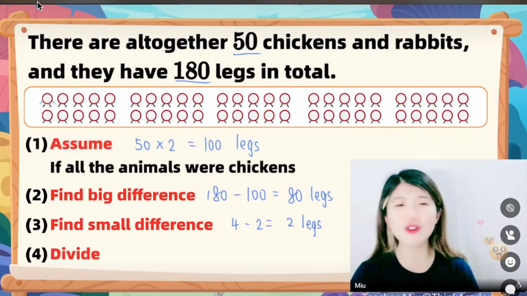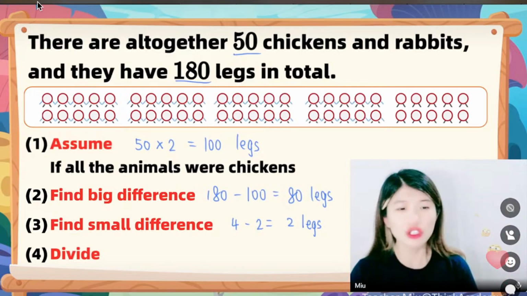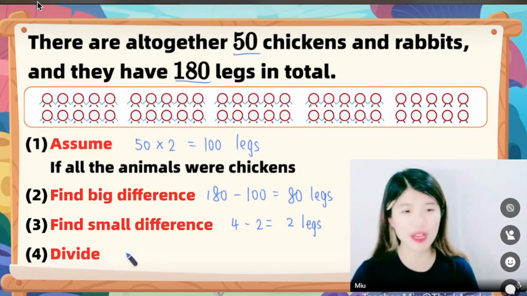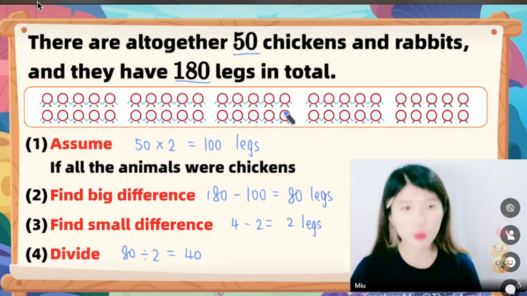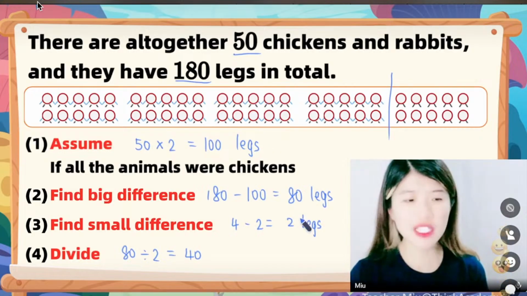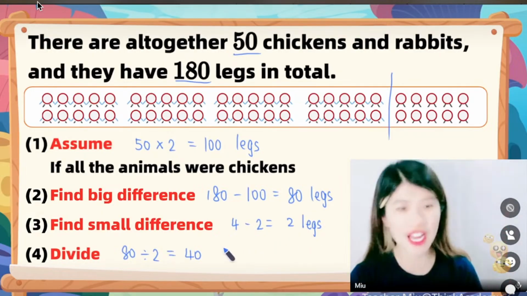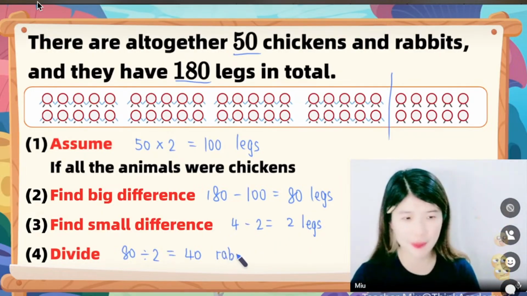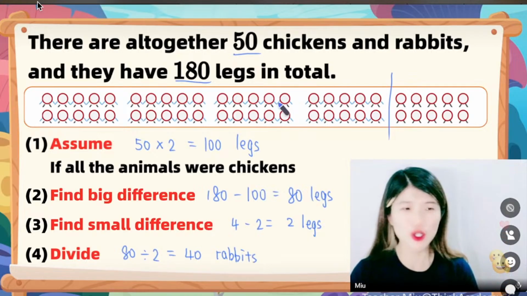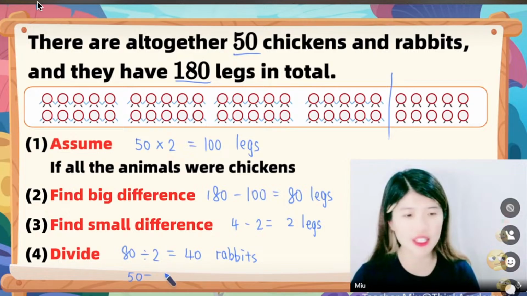Yes, so apart from doing it one by one, I can just use division. 2 legs for one pair, 2 legs we can add for one pair, 2 legs for one pair. So we can just use 80 divided by 2 to find out there are 40. 40 what? 40 of those which will have 4 legs, right? So they are actually the 40 rabbits. All right. If the question is asking about chickens, then what should we do now? Use the altogether 50 heads, take away these 40 rabbits to find out there are 10 chickens.